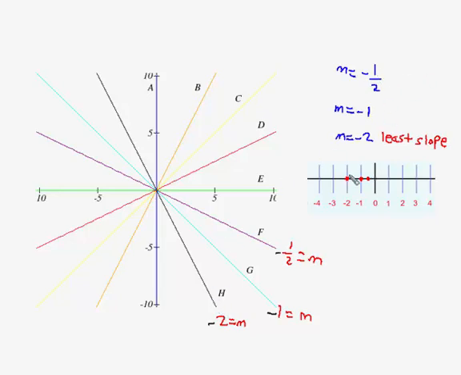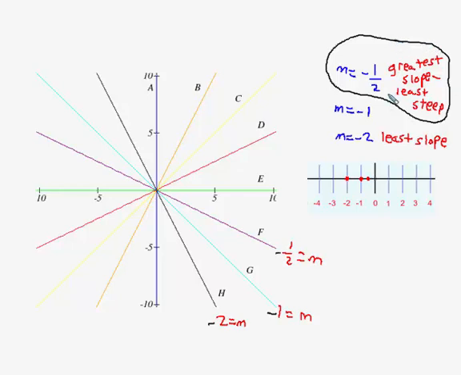-1/2 is furthest to the right on the real number line, so this actually is the greatest slope, but even though it has the greatest slope, it gets matched with a line that is least steep. So you may not be comfortable with the language, but it is true.